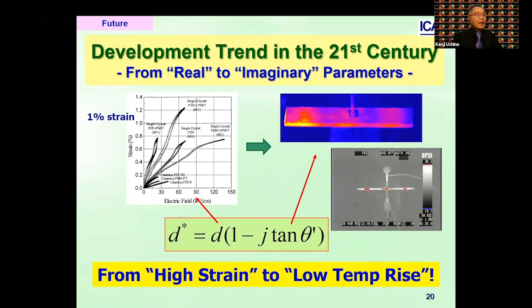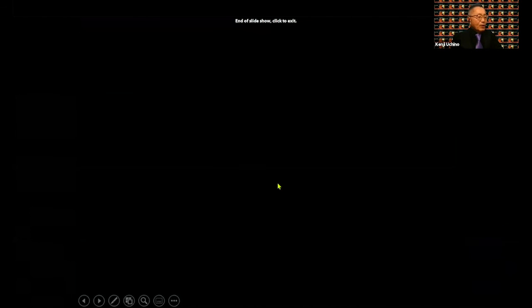Rather than that, in the 21st century, from real to imaginary, the temperature rise is significant. So how can we suppress the temperature rise? That is the futuristic research topic, from high strain to low temperature rise. This is the current research trend in the 21st century, correlating with sustainability areas. Thank you very much. Any questions?